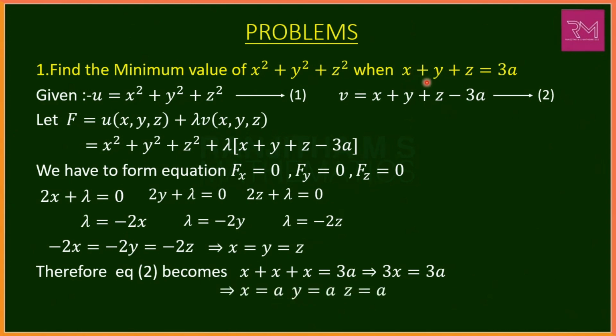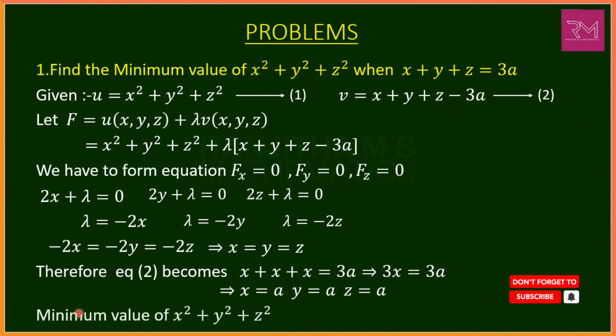Similarly, in the place of x and z substitute as y, we get the value of y as a. Similarly, substitute in the place of x and y as z, we get the value of z as a. Hence we get x as a, y as a and z as a. After finding x, y, z values, to find the minimum value for the function x square plus y square plus z square, you have to substitute x, y, z values in this function u.